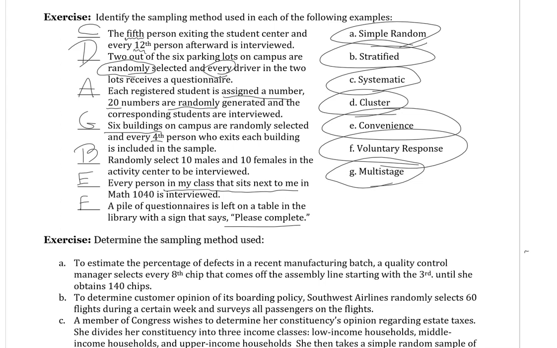So a lot of these people could look at it and say, well, it probably incorporates voluntary response in some way. I will say, unless it explicitly states that they have a choice to respond, like the last one, the pile of questionnaires left on the table with the sign that says, please complete. That last part of it explicitly shows that they have a choice to respond or not. If you do not see anything like that, do not call it voluntary response. You have to see some indication that they had a choice. Don't just assume it.